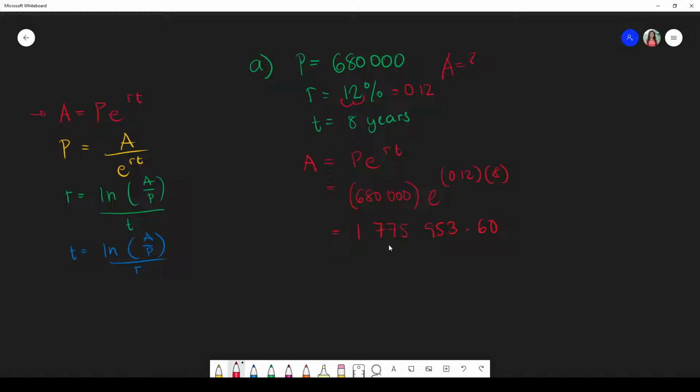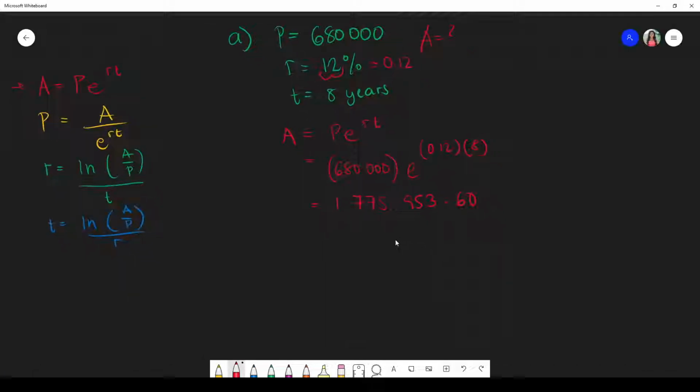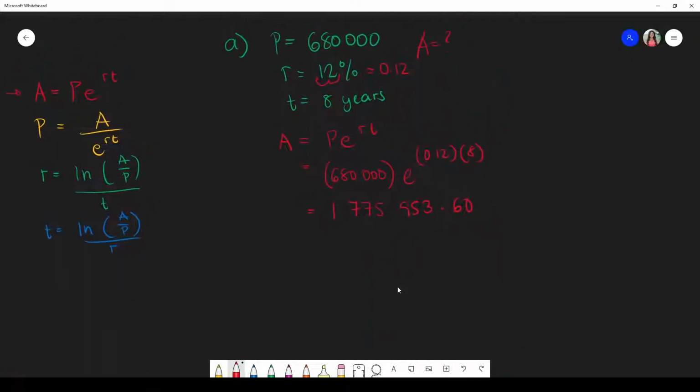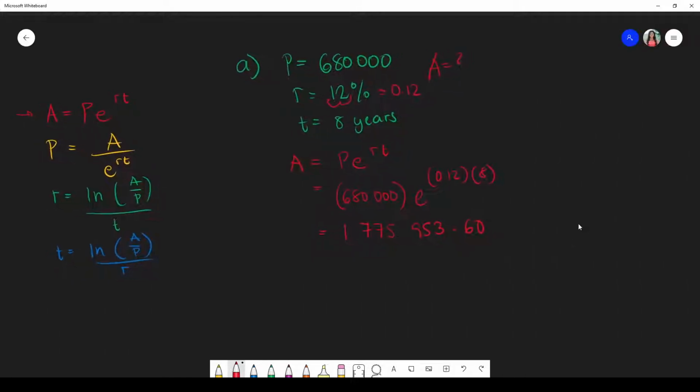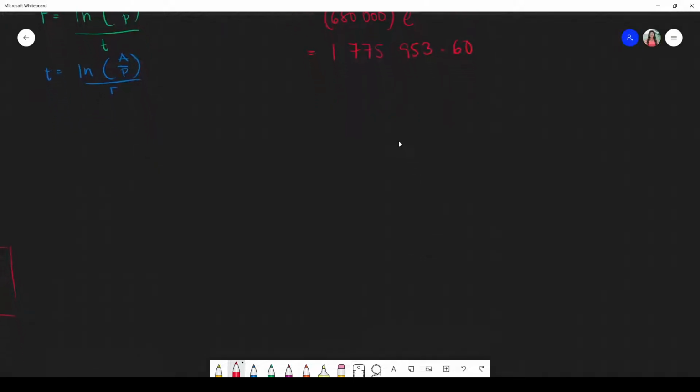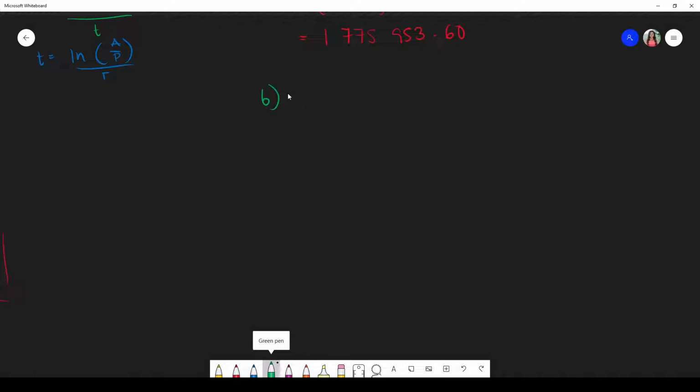Now, what if we have to solve for another unknown variable? What if we have to solve for another variable? Let's say for letter B, we have A is equal to 1,240,000, and then our next known variable is the rate at 8%, and our time is 30 years. Now, what is our unknown? It's very obvious that our unknown is the initial population. We have A, we have R, we have T, but we do not have P.